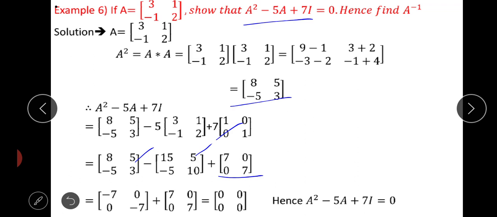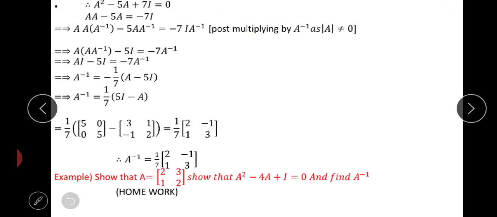7 plus minus 7 is 0, and minus 7 plus 7 is 0, so we will get 0 here. Hence we prove that A square minus 5A plus 7I is equal to the 0 matrix. Yes, you are familiar with this. Okay, then you have to find the inverse of a matrix. How do we find the inverse of a matrix?